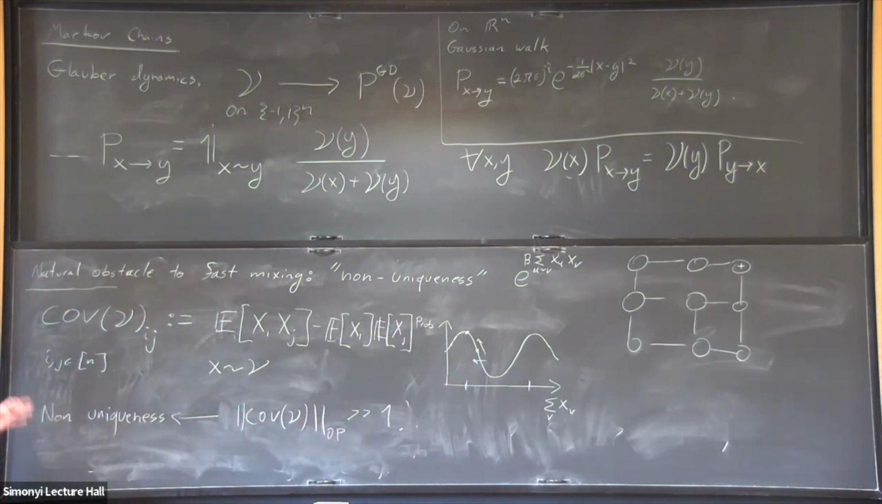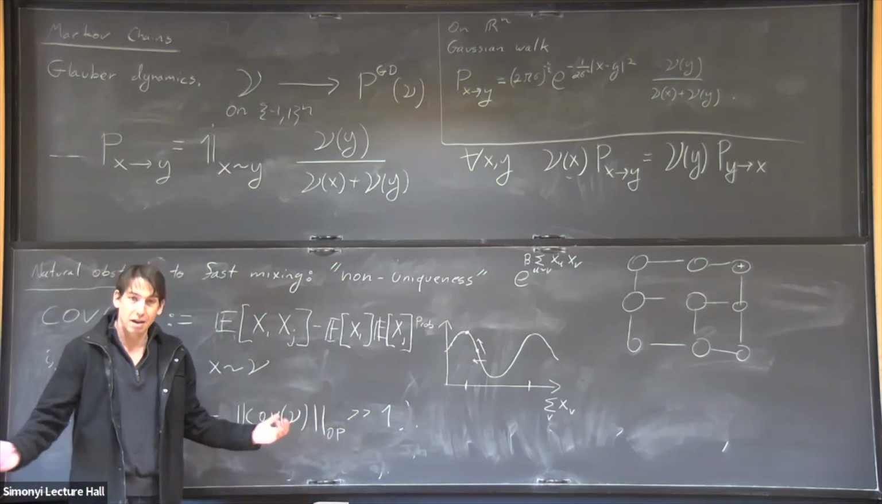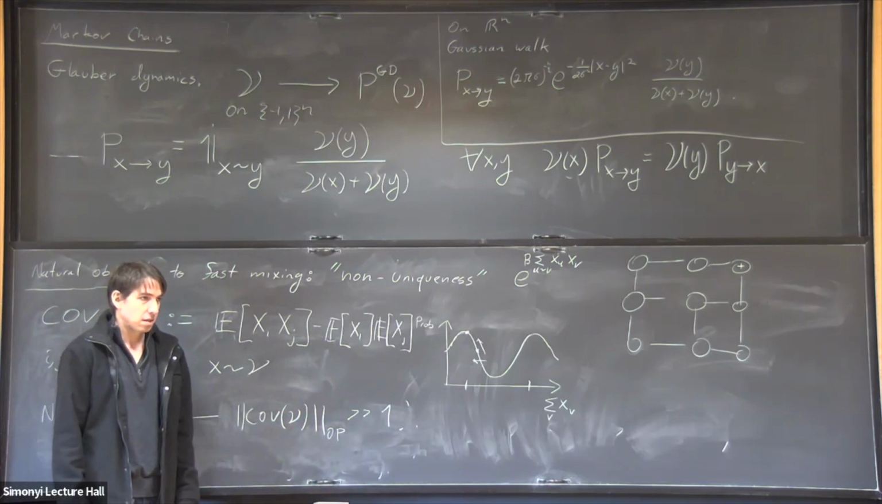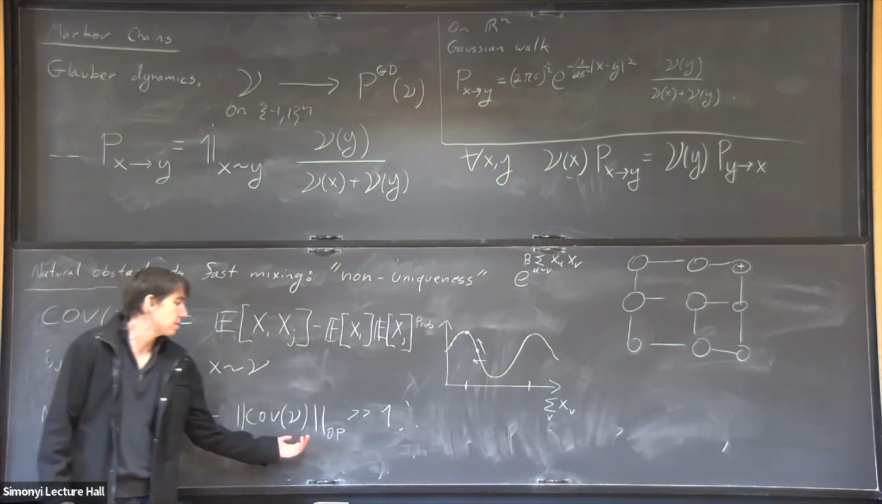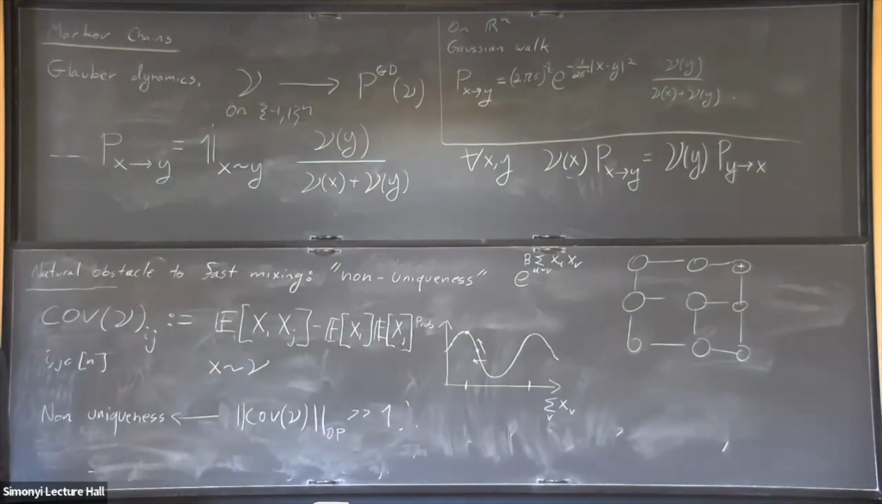Again, we haven't made anything rigorous. Ideologically, this is an obstacle to mixing. And the point of what we're going to talk about in the next three and a half hours is, can we say in some sense that if you don't have this, then you actually have mixing? Are there cases in which this is the only obstacle to mixing? Okay.